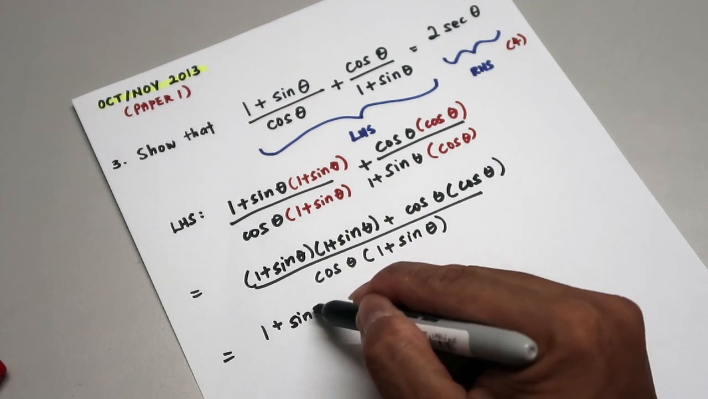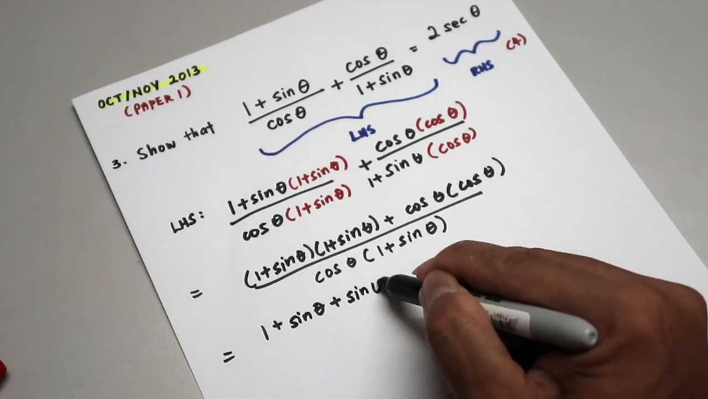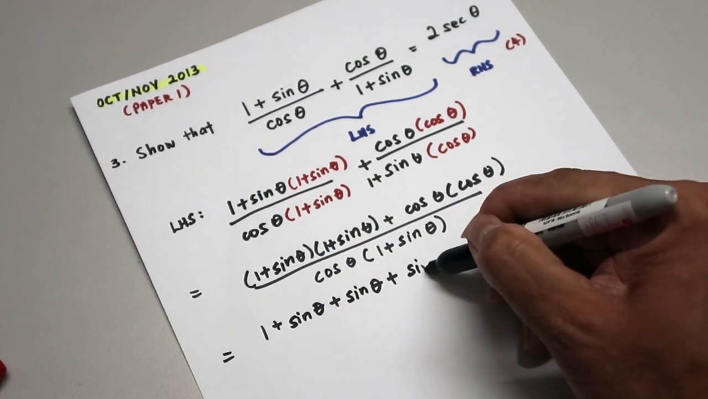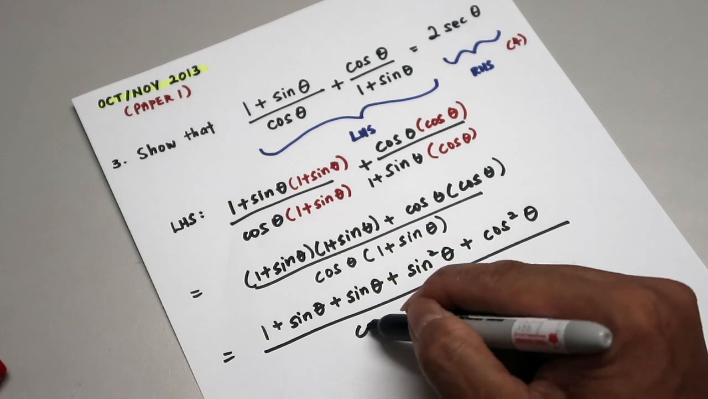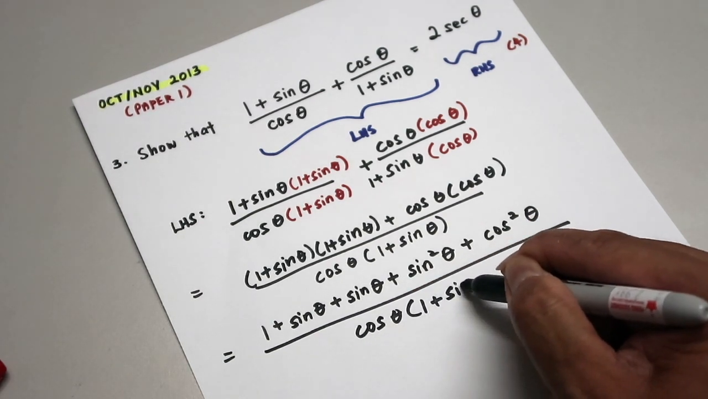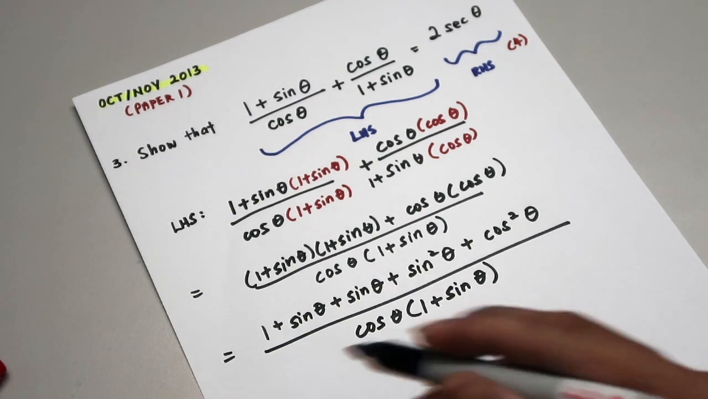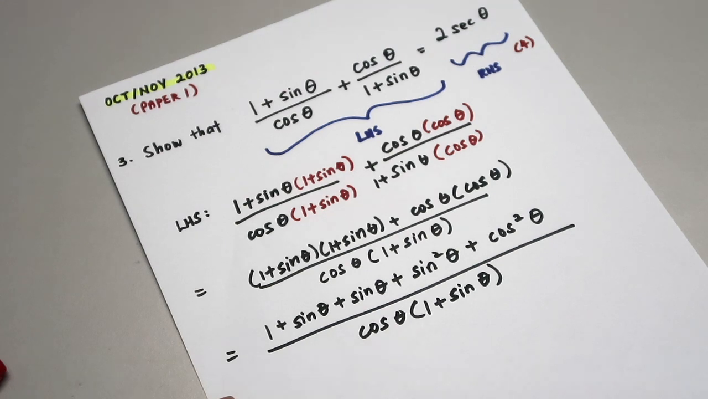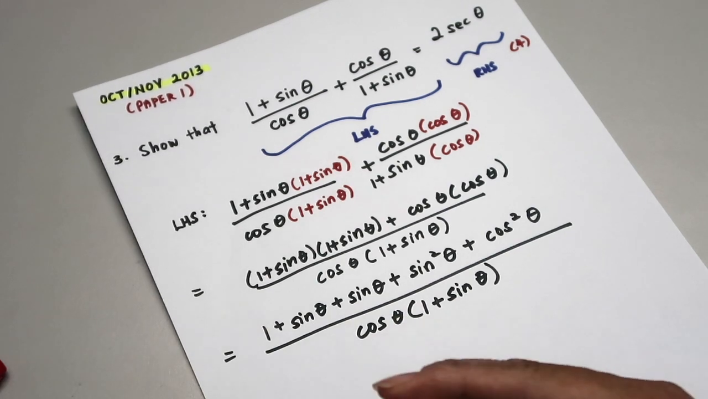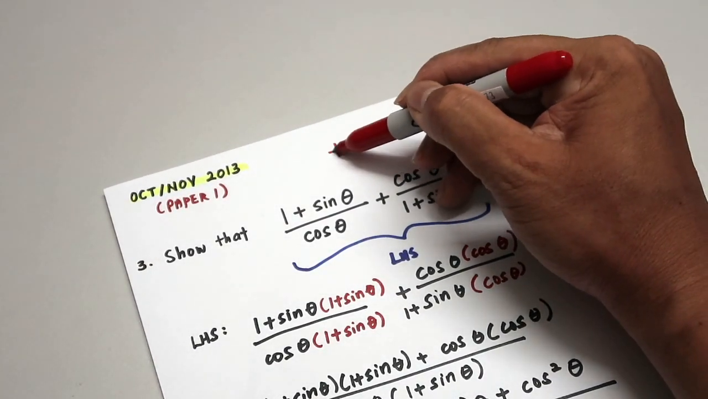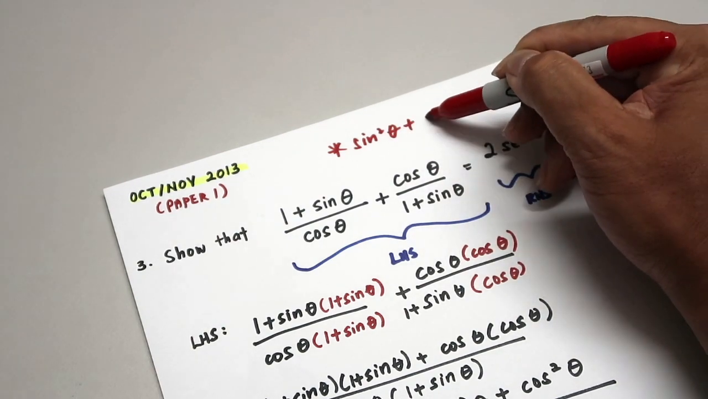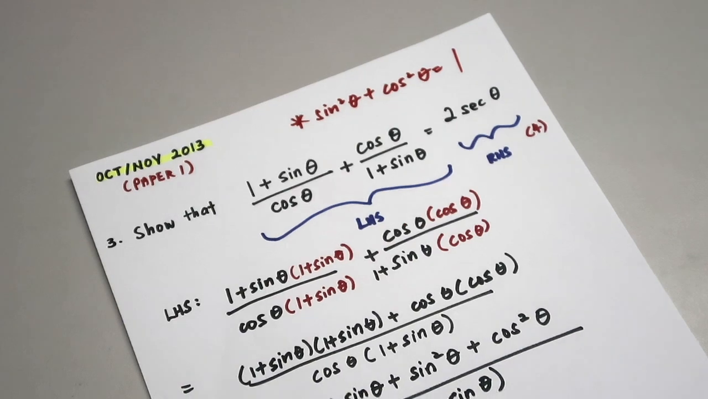1 plus sine theta plus sine theta plus sine square theta plus cos square theta, over cos theta 1 plus sine theta. So what we are going to do next is try to use trigonometric identities to make the expression shorter. If you remember, the most used identity will be the first basic identity, sine square theta plus cos square theta equals 1.